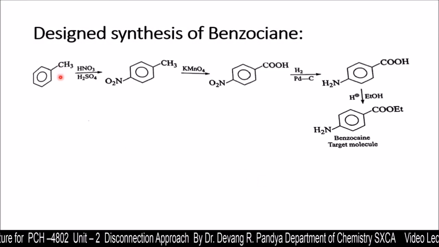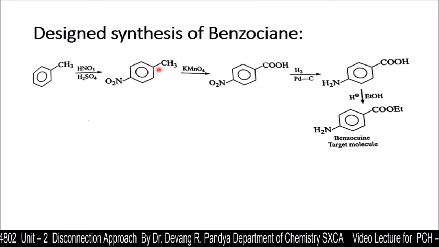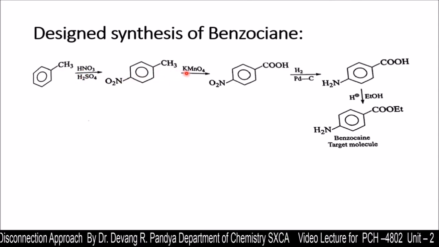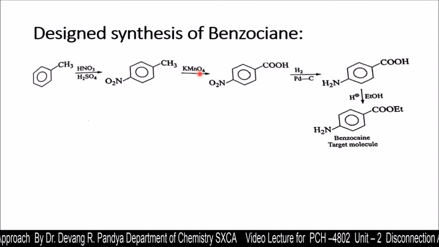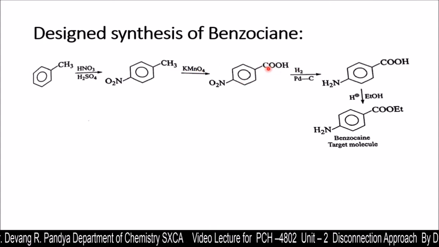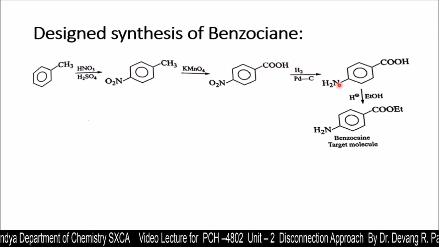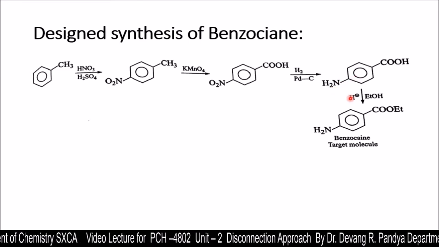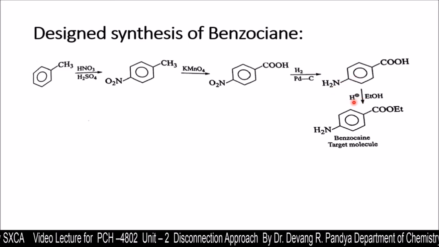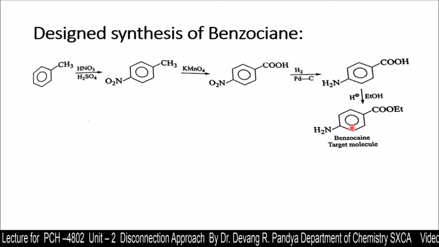This is the design synthesis. We have toluene; on nitration we can get the nitro derivative of toluene. Now on oxidation we are going to get the carboxylic group, and then doing the reduction, we are going to get the amine group over here. Treating with ethanol in the presence of acid, we are going to get our ester.